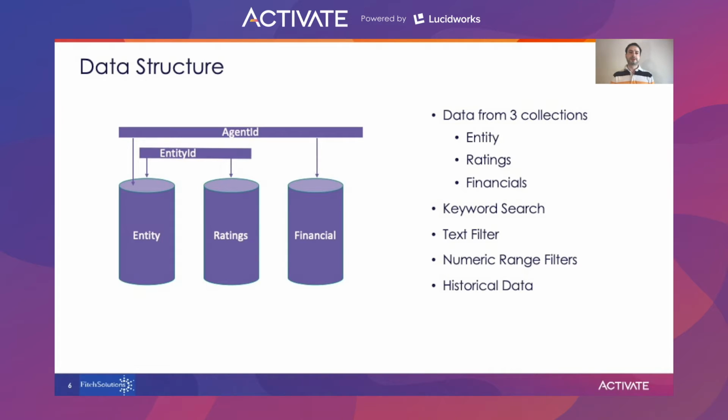Now if we look at the data structure here, our data is stored into three different collections. One is the entity data, another for the ratings, and the third one is for the financials. If you look here, the entity and ratings data is joined by the entity ID, and all the three collections are joined by the agent ID.